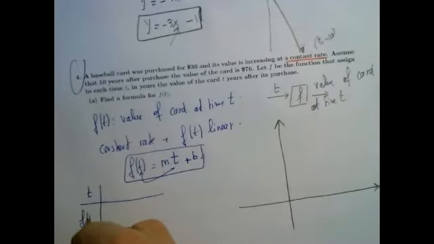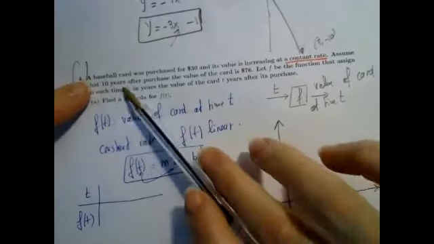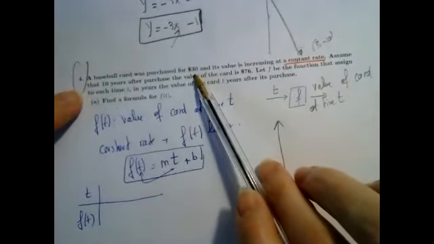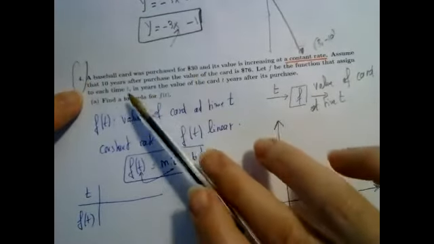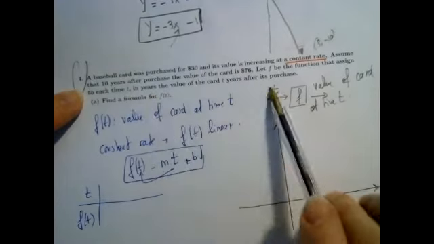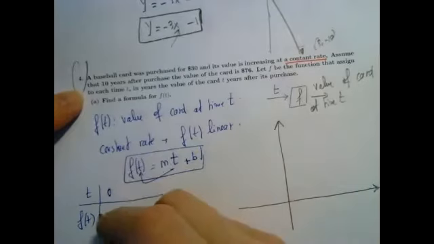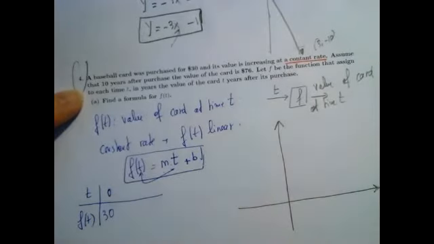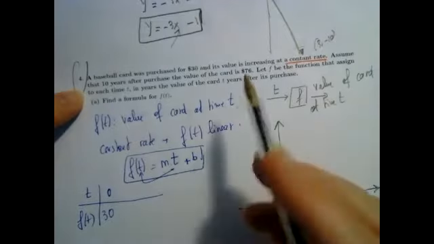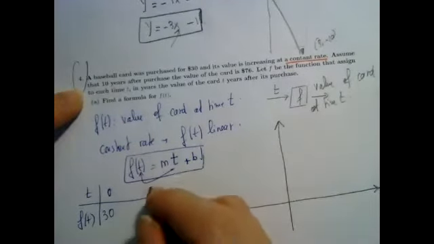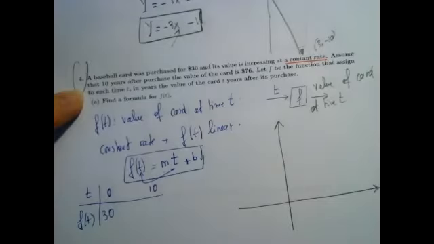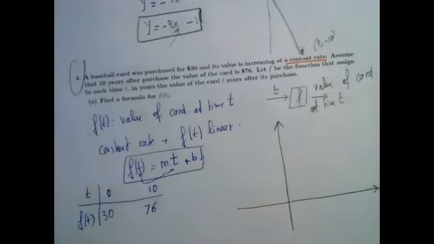Time f of t. I gave you that the car was purchased for $30. And I told you that t is time after its purchase. So at t equal to 0, the value was 30 because t equal to 0 corresponds to the time of purchase. And then I told you that after 10 years, this is the data you have. You cannot make up any of your data. It's 76. So basically, I'm giving you a function.